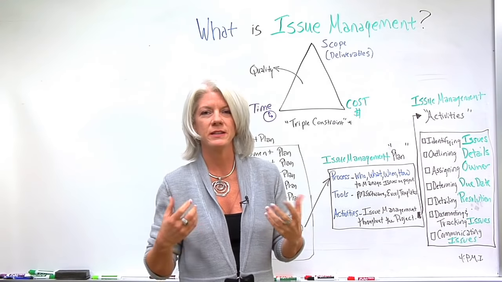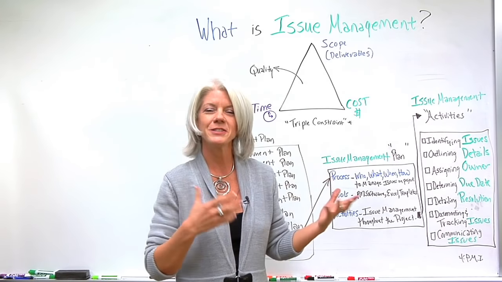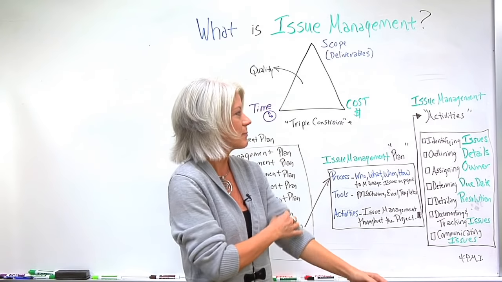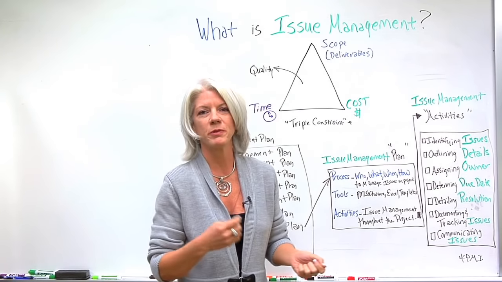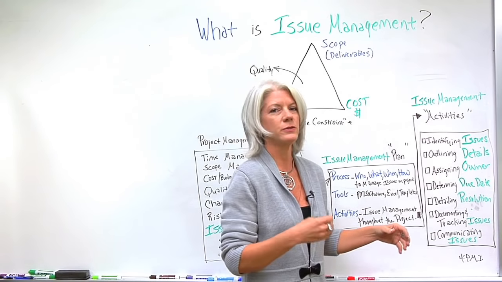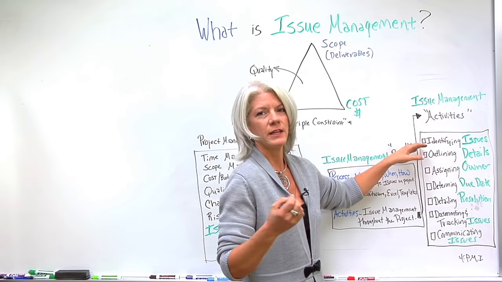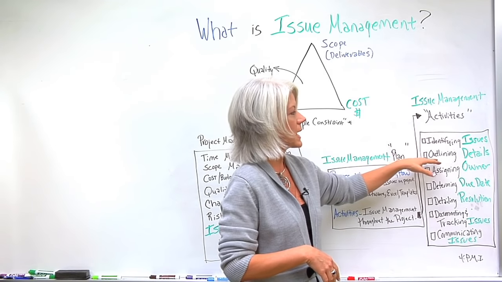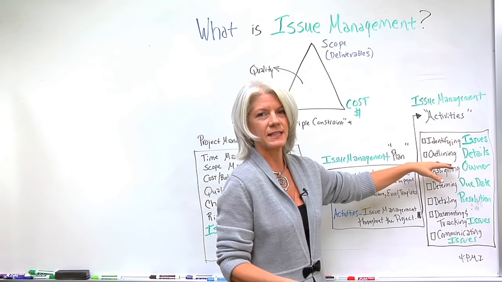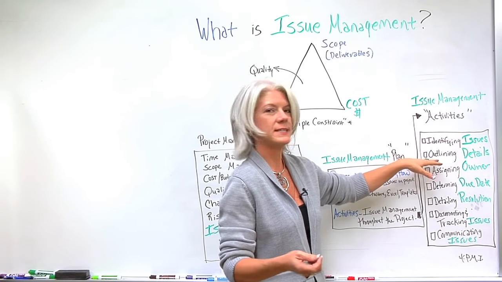Another big area we can look to is to listen to our project team members, listen to our stakeholders, listen to what's happening, listen to what's preventing certain groups or people from getting things done. Those are areas where issues can arise. So we want to outline the details of the issues. What is the exact issue and what are the details of it?